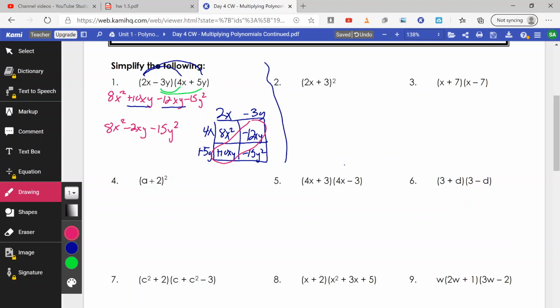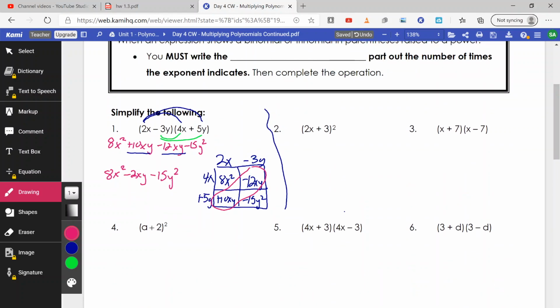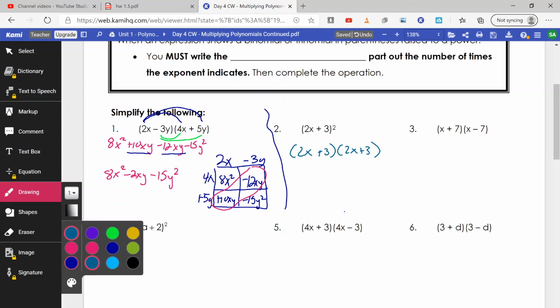Now up above it said we have to pay attention to how it's written. Here we have 2x plus 3 squared. This does not mean 2x squared and then 3 squared. It really means I am multiplying 2x plus 3 two times. So this is really 2x plus 3 times 2x plus 3. And from here I can use distribution or the box method to solve this expression.